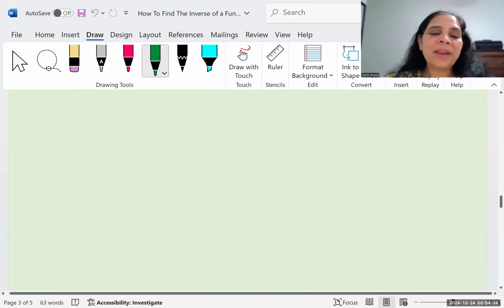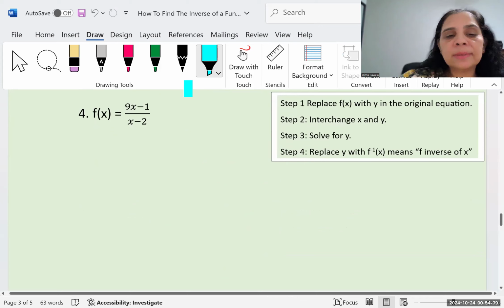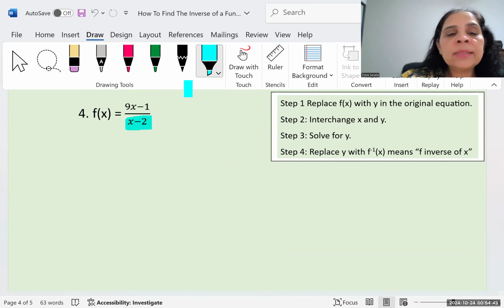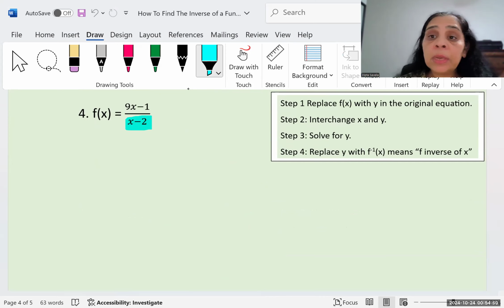All right, let's see the last one. What do we have? We have a rational function. How can we decide if it is rational or not? We can see in the denominator, right? If at the bottom we have a variable, any variable in the denominator, that is a rational function.